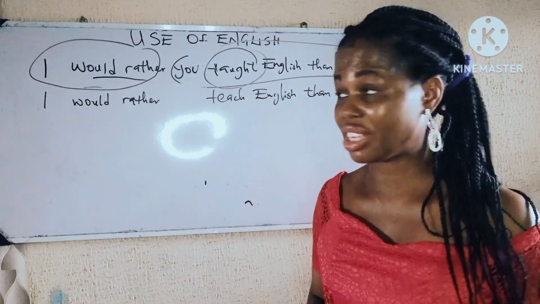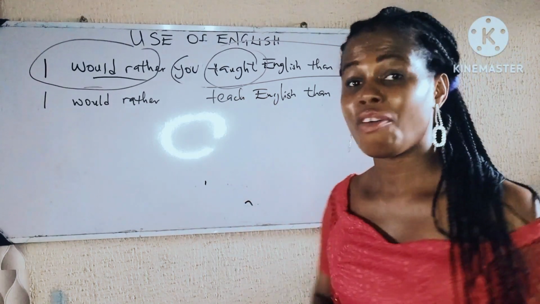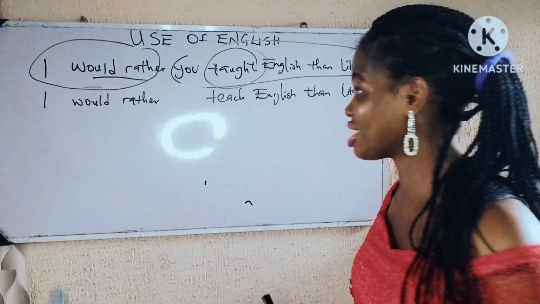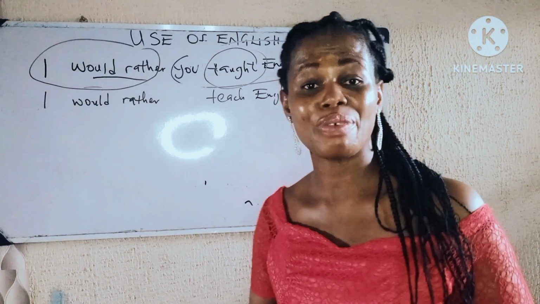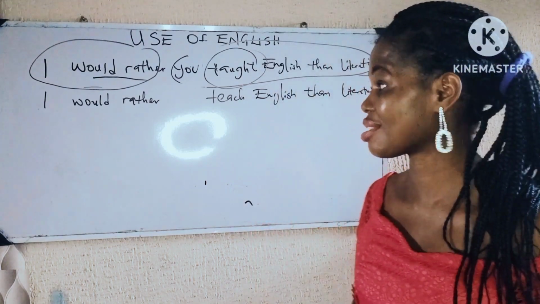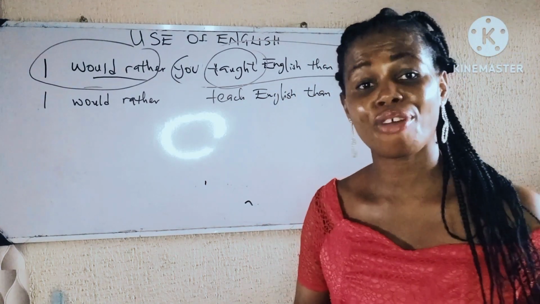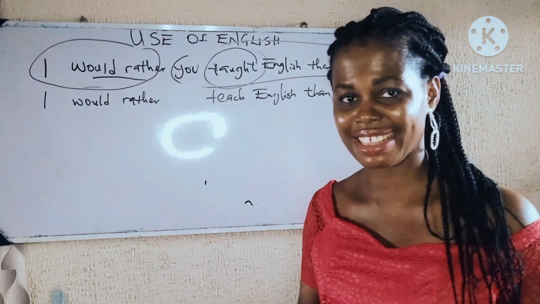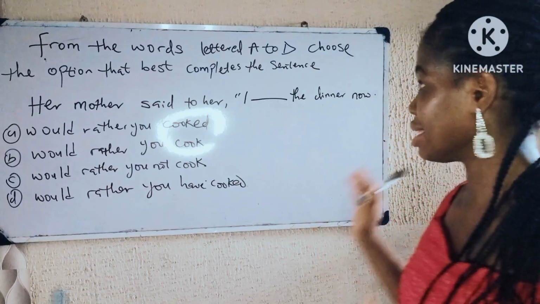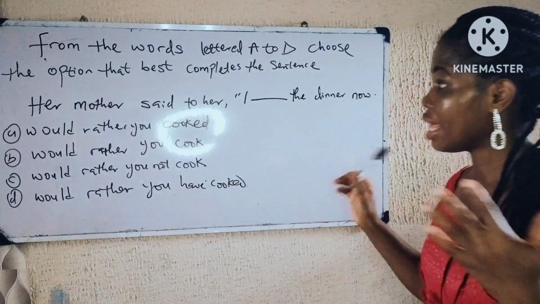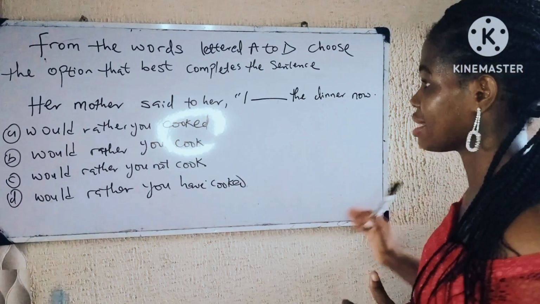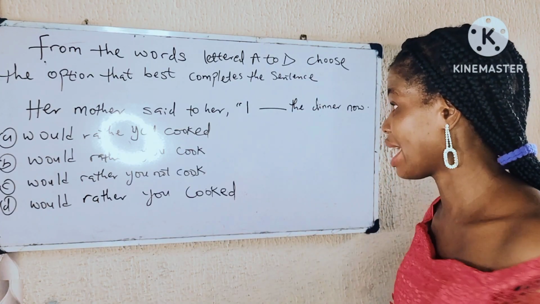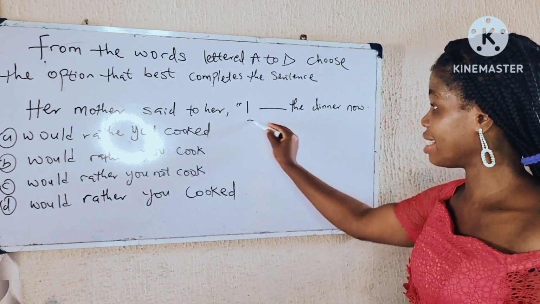Now let's answer a question on this expression from Jamb past questions. Like I said at the beginning, I see a lot of questions on the use of would rather in Jamb and WAEC past questions. From the words lettered A to D, choose the option that best completes the sentence. Her mother said to her, I would rather you blank the dinner now.